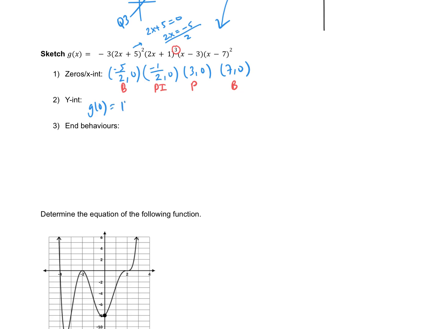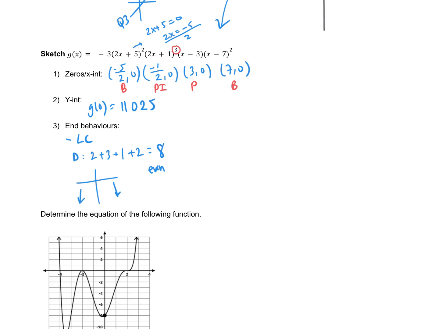And I get to 11,025. So don't freak out if your y-intercept is a little outrageous. In terms of the end behaviors, I already see a negative leading coefficient. My degree is 2 plus 3 plus invisible 1 plus 2, so 5, 6, 7, 8. So it's even with a negative leading coefficient, so I'm expecting downwards end behavior. As x approaches negative and positive infinity, y is going to negative infinity.